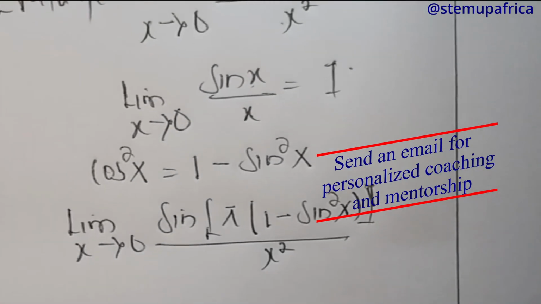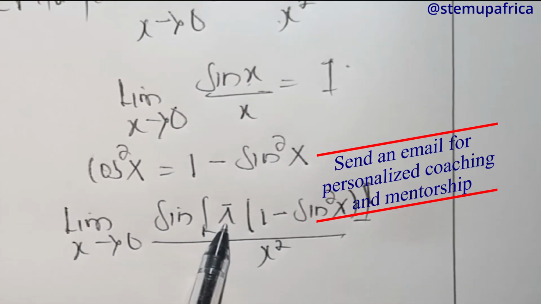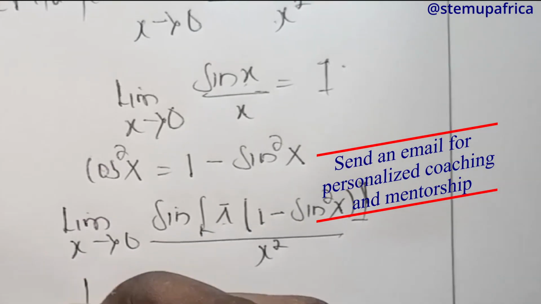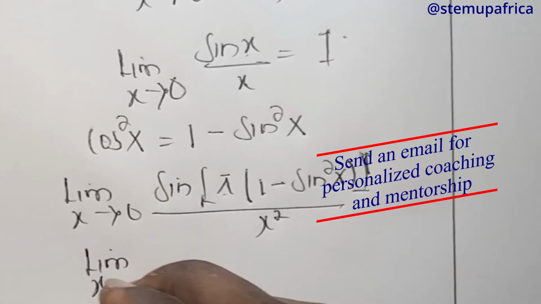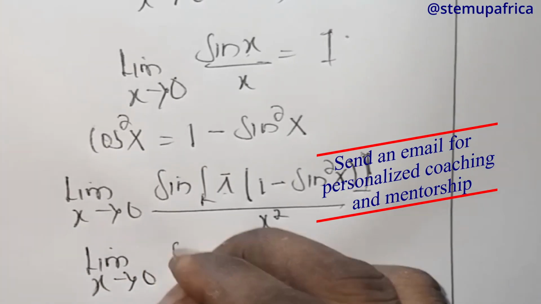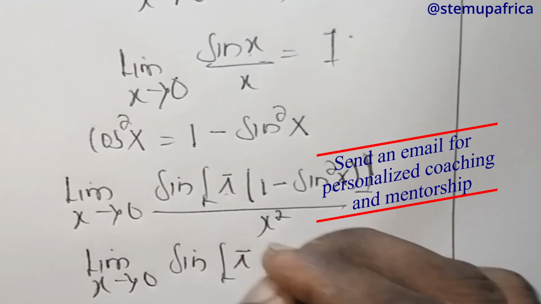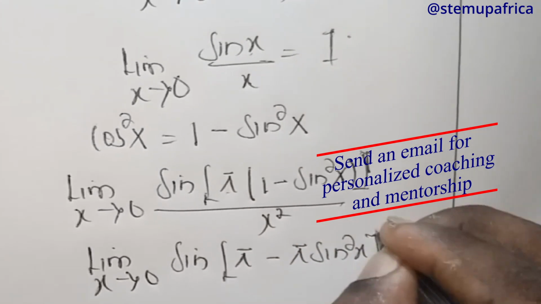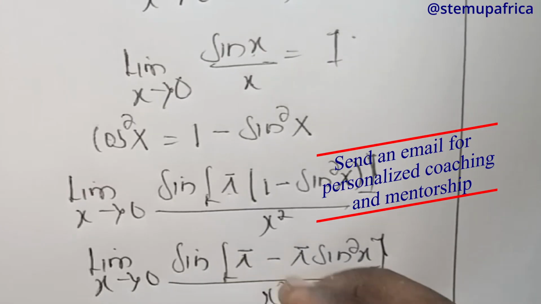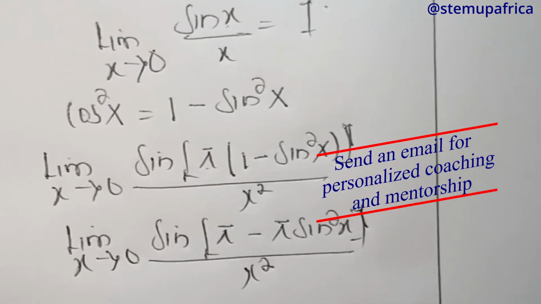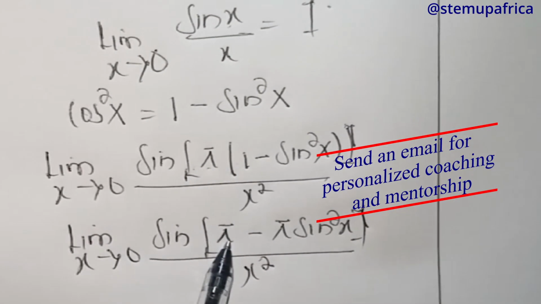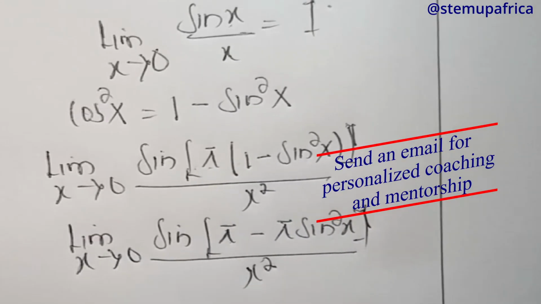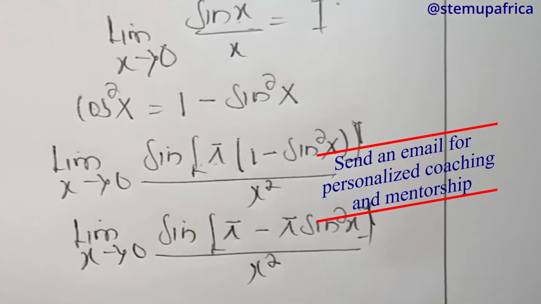So what we're going to do, we have two brackets here, the first and the second. Let's expand with pi to open this bracket. So I'm going to have the limit as x tends to 0 of sine of pi minus pi sine square x over x squared. So that is clear. Pi times 1 gives us pi, and pi times sine square x gives us pi sine square x, with the denominator still x squared. So what next?